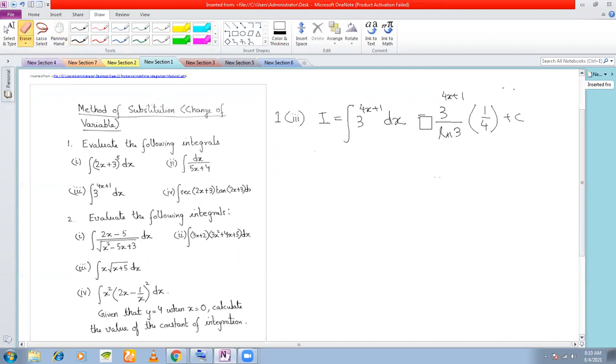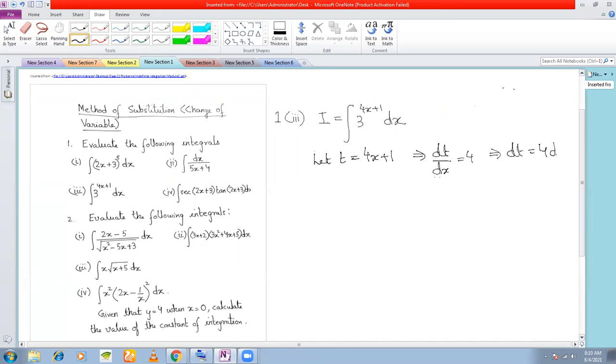Now let's see from the method of substitution how we are actually getting this. The linear polynomial that you see in the power, let's assume that to be t. Let t is equal to 4x plus 1. So you get dt/dx is equal to 4. That means dt is equal to 4 dx. Therefore, I becomes integral 3 to the power of t, and what is dx here? 1/4 dt.